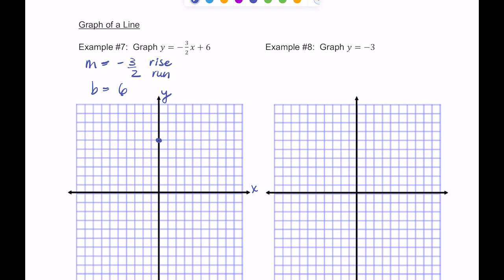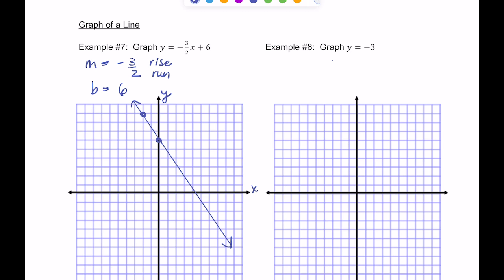Now, if you don't like doing that, you can always go down 3 and then go right 2. And as you can see, you're still lined up with the other 2 points. But I always think it's easier to always rise and then run. Even if it's a negative, you're still going to go up; you're just going to run to the left. If it's a positive, you're going to run to the right. But you always rise. Then you've got your 2 points, and you draw a line through them. Lines, remember, extend forever in opposite directions, so you want to put those arrows on there.